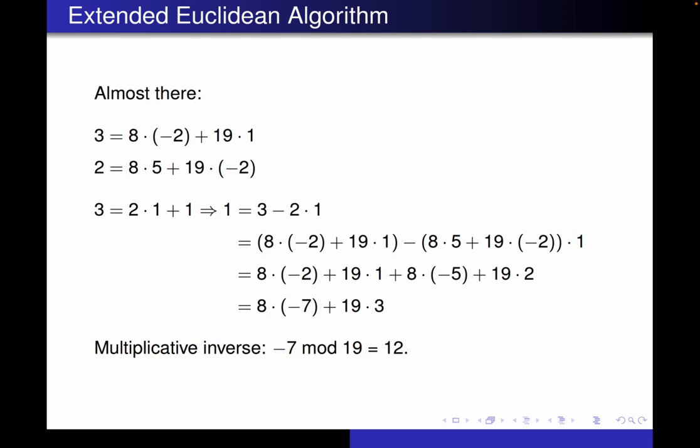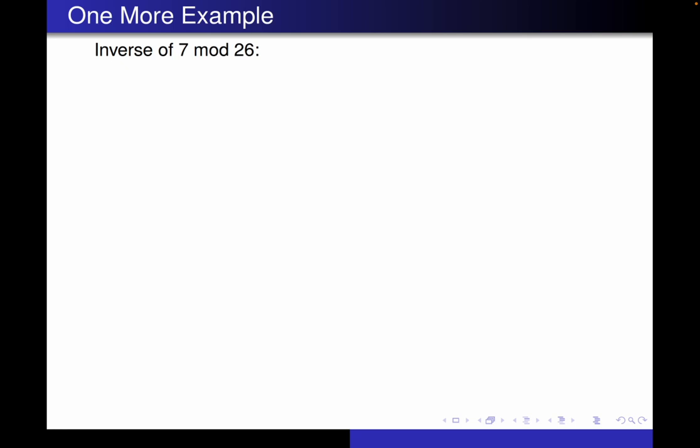We want to do that with positive numbers, so we take negative 7 mod 19. That gives us 12. Whew. All right. Let's do one more example just to make sure that we're comfortable with this process.